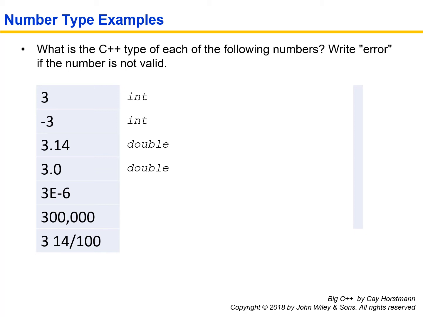The fifth one has an exponential in it, and since it's exponential to a negative number, it will be less than 1, so it's a fractional number as well. So however you look at that, that's going to be a double. And then, of course, here is an error. Somebody put commas in there, and then this last one is an error. Somebody tried to write a mixed number fraction.